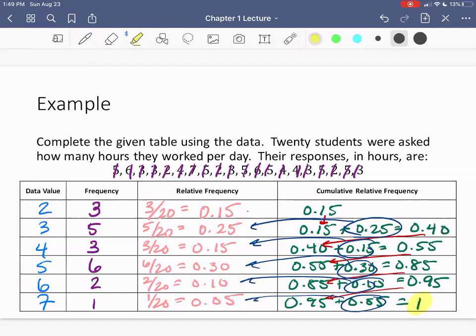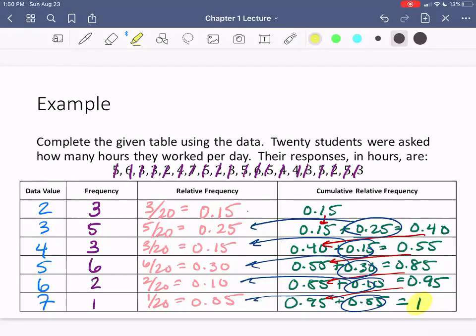It adds to 1. Why? Because it's saying that 100% of our data are the values 2, 3, 4, 5, 6, and 7. Now, I'm going to be very clear. If you do not have to round at all in the relative frequencies, like we didn't have to, then the cumulative relative frequencies in the end will always be 1.